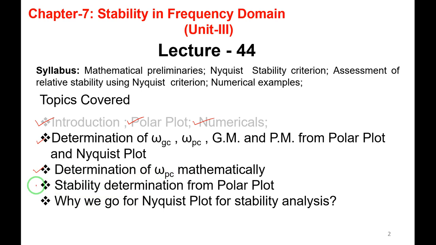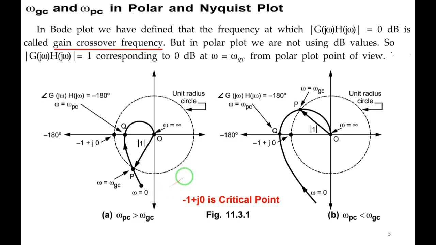Then next, how to determine the stability from the polar plot. If I am doing it from the polar plot, I can do it from the Nyquist plot also, the same thing, right? Then why do we go for the Nyquist plot for stability analysis when there is a polar plot? What are the drawbacks of the polar plot? That also we will see. Then why we'll switch to the Nyquist plot, right?